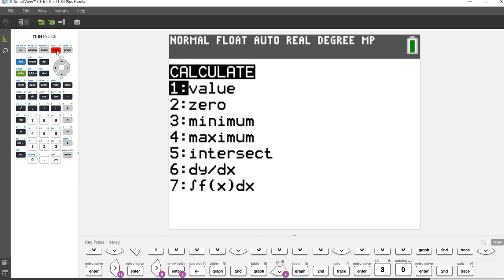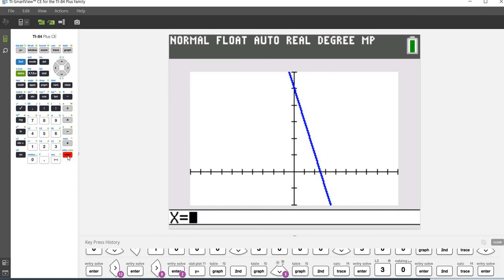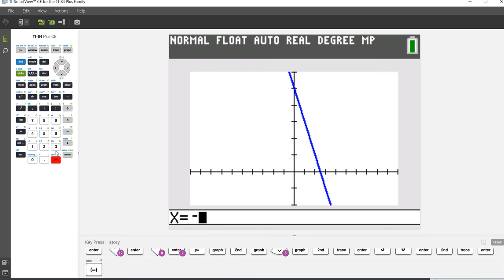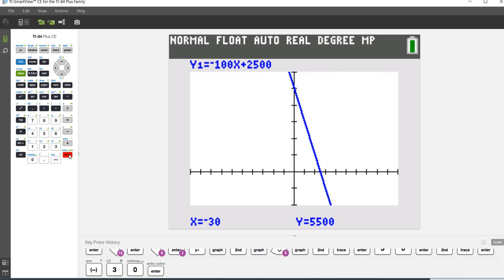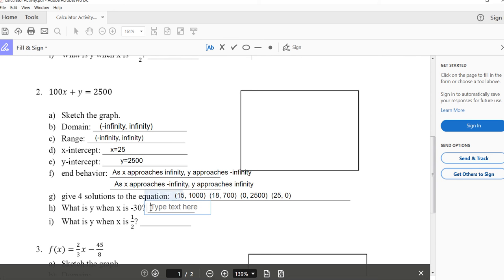Second, calc, value, and when x equals negative, which is right here, 30, y equals 5,500. Okay. X equals -30 is on my graph. Even though y equals 5,500 is not, the x value does have to be somewhere on the graph. The x coordinate has to be somewhere on the graph. So y equals 5,500 when x equals -30.